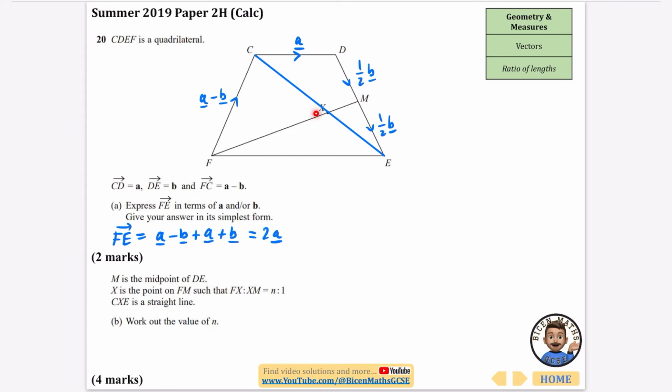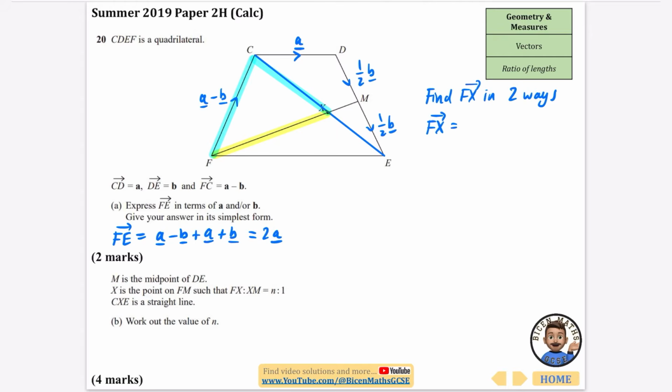We're going to try and find FX in two different ways. One way of finding FX is going to be doing this pathway. We're going to say that it's some fraction of FM. The other way is going to be FC plus CX, which is some fraction of CE.